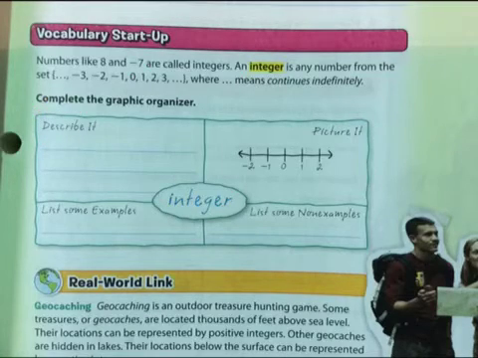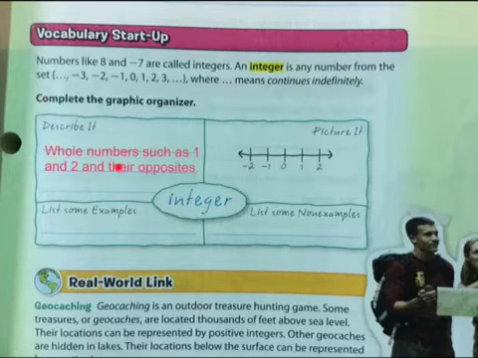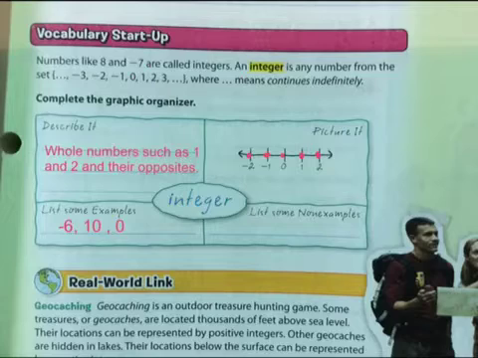So they're whole numbers, such as 1 or 2, and their opposites. Remember, the opposite of 1 is -1. The opposite of 2 is -2. Those are integers. Now let's do the picture. Are these integers, -2, -1, 0, 1, 2? Yes, they are. So I label them all as integers. Now let's list some examples. At this point, you can write any numbers you want, positive or negative. So like -6, 10, 0. Remember, 0 is an integer.